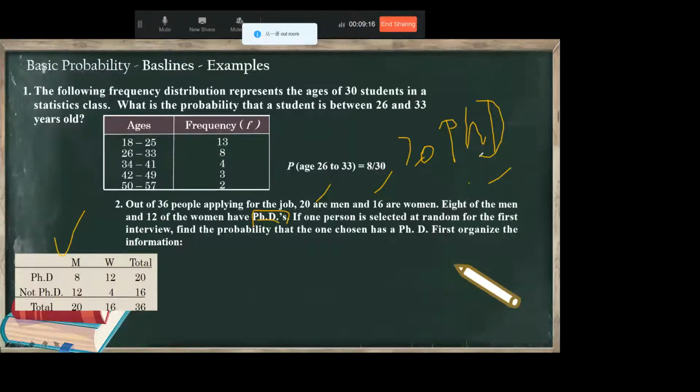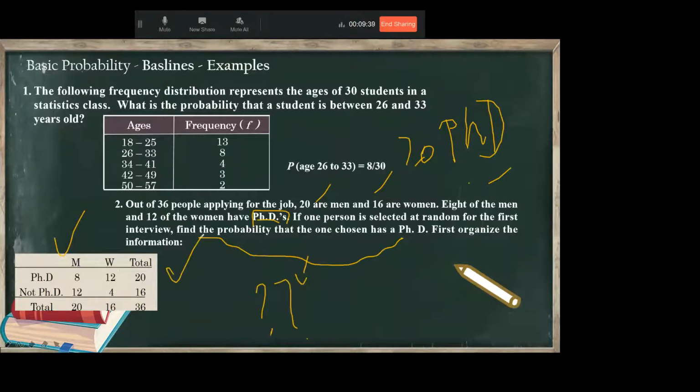Now here is a test for you. If one person is selected at random for the first interview, find the probability that the one chosen has a PhD. So how to do that? Can you find the probability from the information?